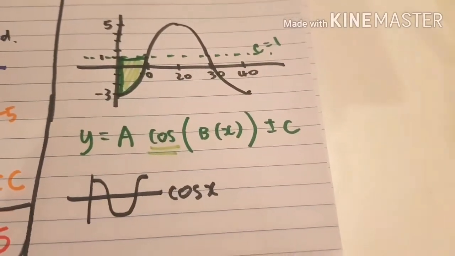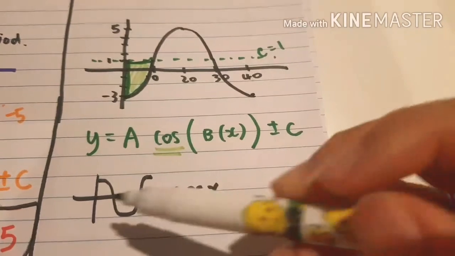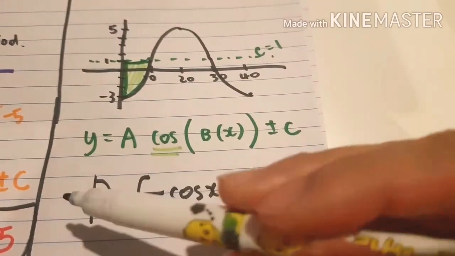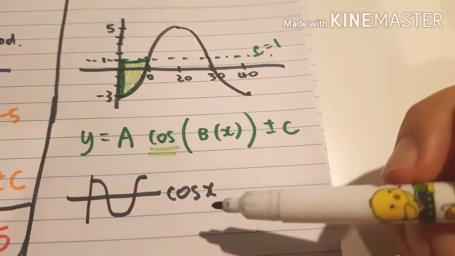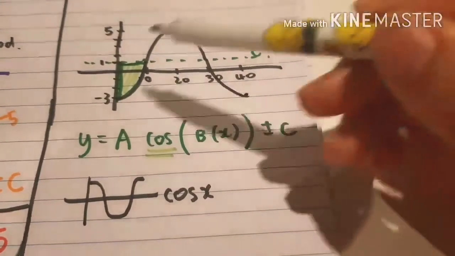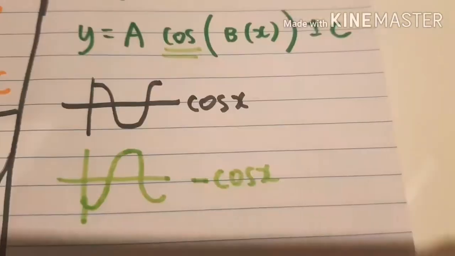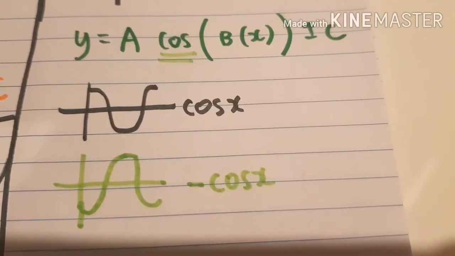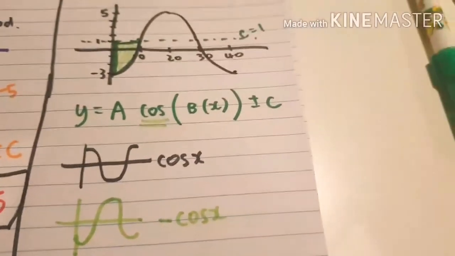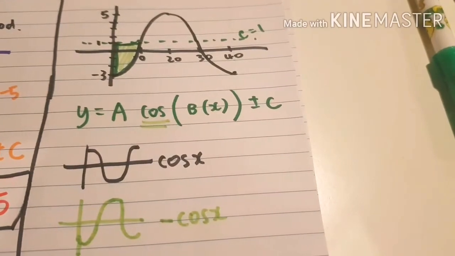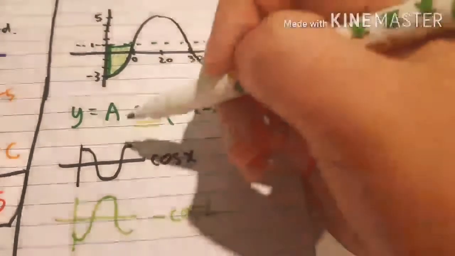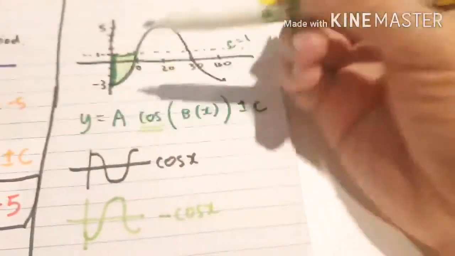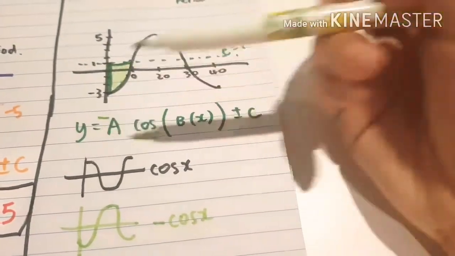So this is a normal cos curve, but if it's flipped, if it's reflected through the x-axis, then it's going to look like this. Then it's a negative cosine x. So in this equation, it should be negative cosine. So my A value in front, I should add a negative in front of it.